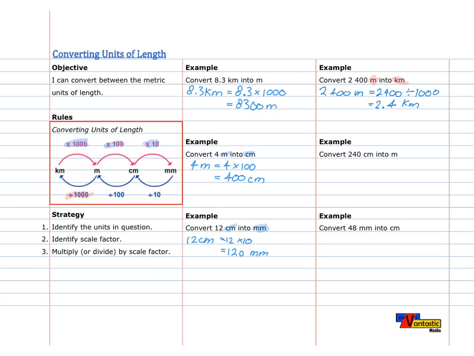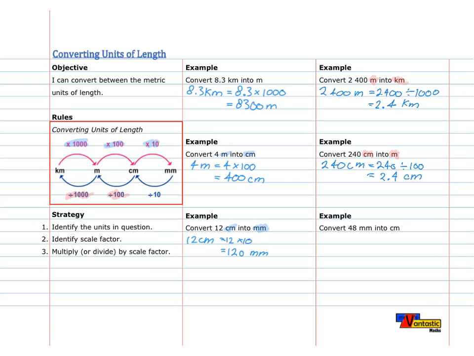In the next problem, we want to convert 240 centimeters into meters, and we can see in our diagram that that scale factor is divide by 100. So we are going to change 240 centimeters by dividing 240 by 100, which is 2.4 centimeters.